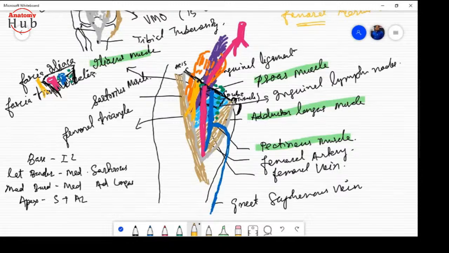From this sheath you will find the development of septa. This septa divides the femoral sheath into three compartments. One is your lateral compartment, this one will be the intermediate compartment, and this one will be the medial compartment. These three compartments are made when the septa develops and connects from anterior to posterior. Within that you will find all these structures: most laterally the femoral artery, intermediate the femoral vein, and most medially the inguinal lymph nodes.